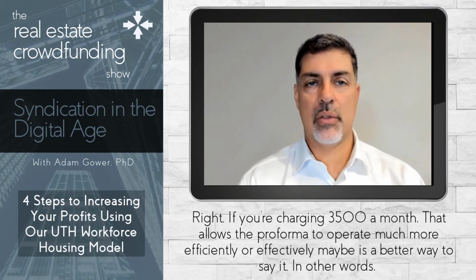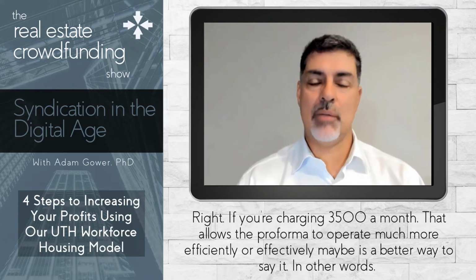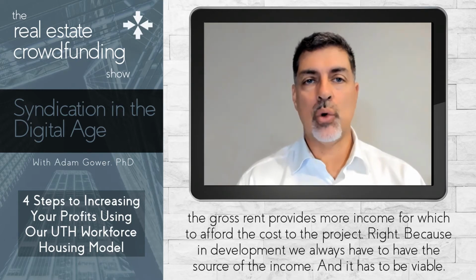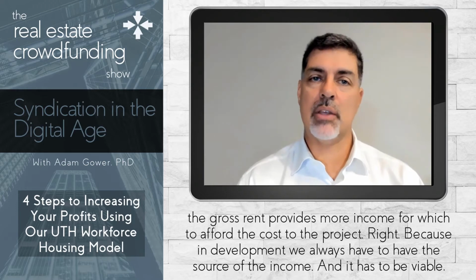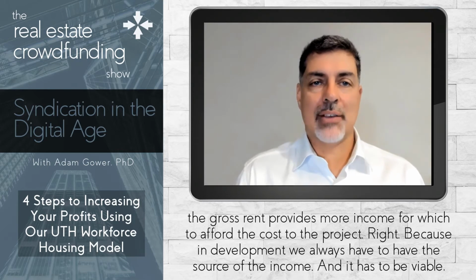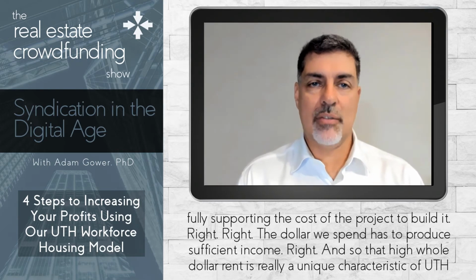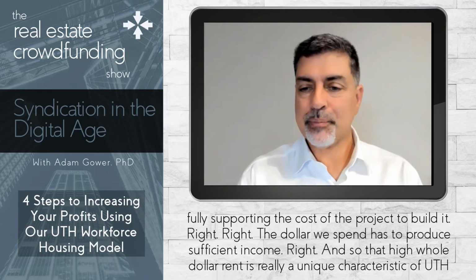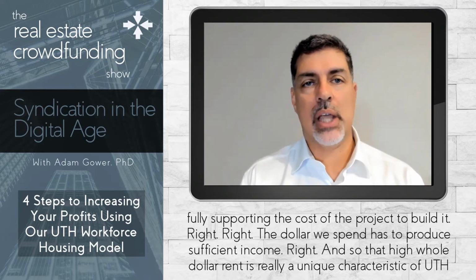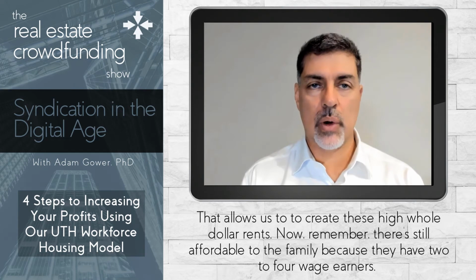If you're charging $3,500 a month, that allows the pro forma to operate much more effectively. In other words, the gross rent provides more income with which to afford the cost of the project. Because in development, we always have to have the source of the income, and it has to viably support the cost of the project to build it. The dollar we spend has to produce sufficient income. And so that high whole dollar rent is really a unique characteristic of UTH.